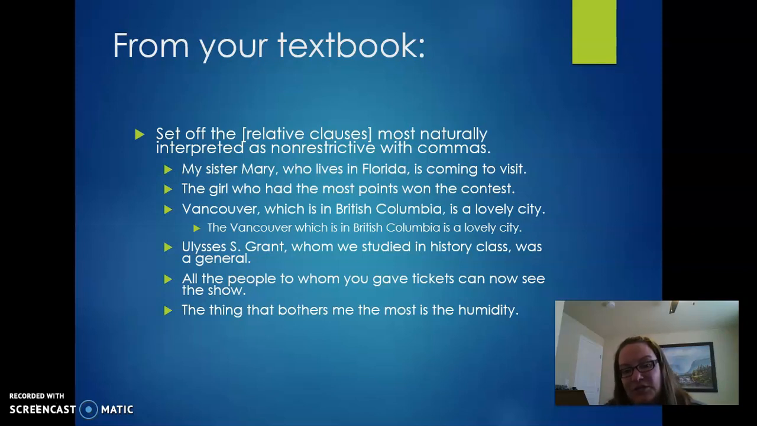Okay, Ulysses S. Grant, probably not more than one Ulysses S. Grant in your mind, and so when we give more information about him, that's set apart by commas. Okay, the people to whom we gave tickets, when we give the tickets, it's specifying which people, that it's not all people in the whole world, but just the ones we gave tickets to. Okay, the thing that bothers me most is the humidity. So again, it's narrowing down what it is that bothers me the most.